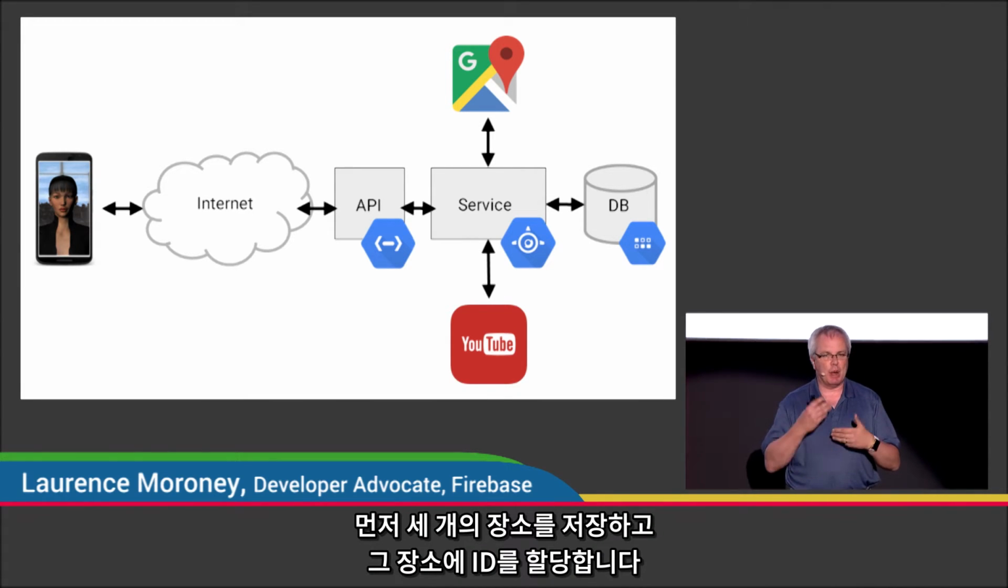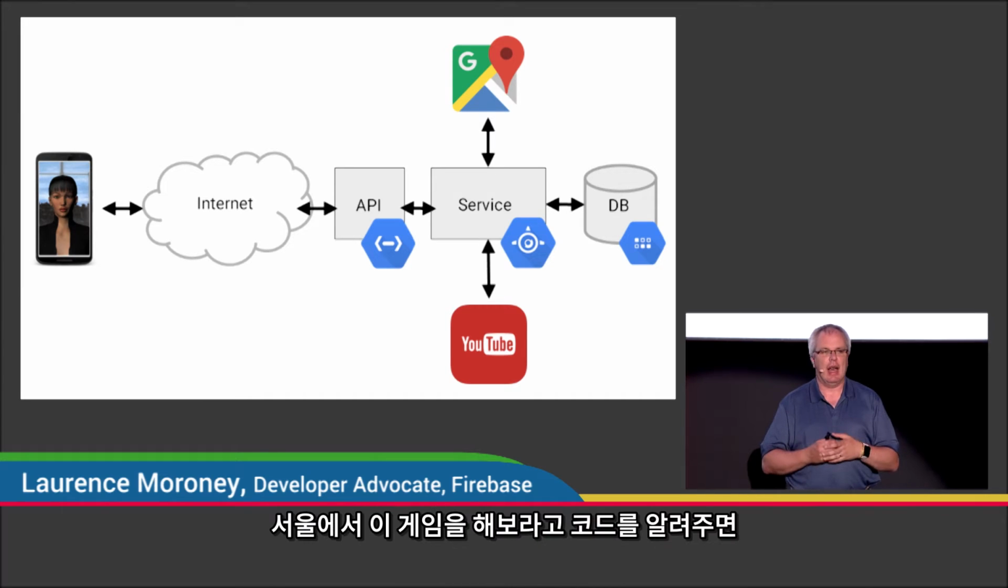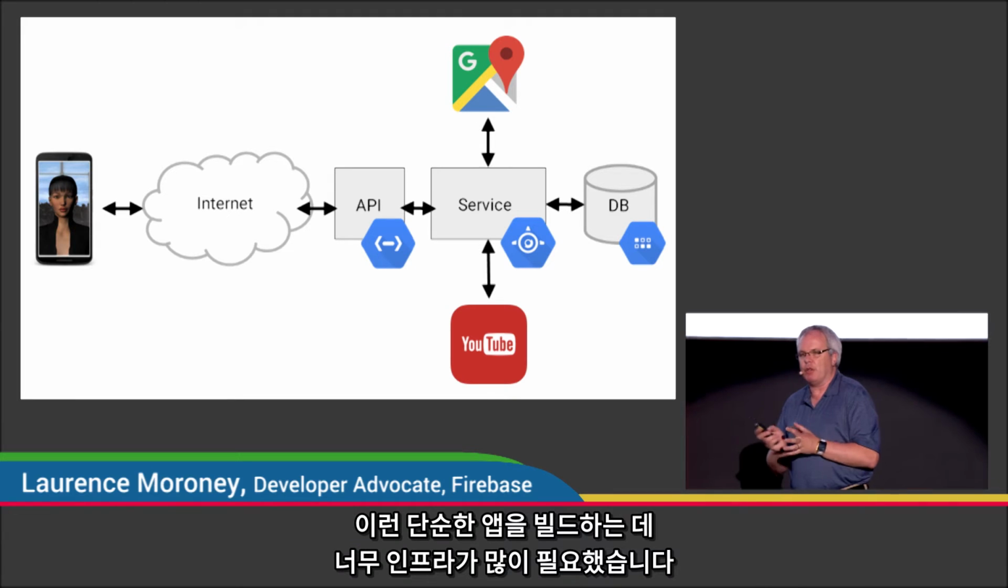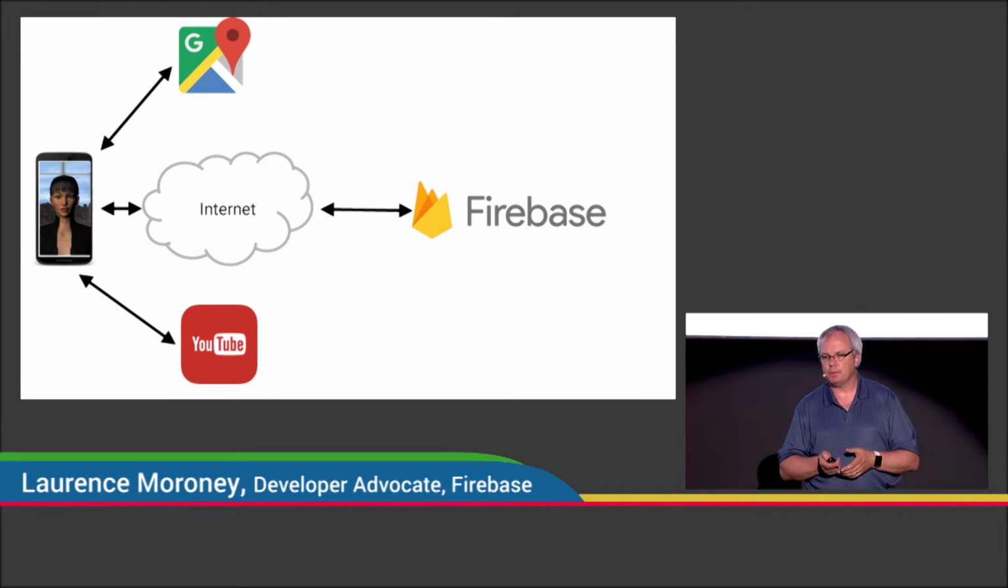I want to be able to put an ID on those 3 locations. And then if I tell you, hey, try playing this game in Seoul, here's the code, then the game would read those 3 locations based on that code. So this is a lot of infrastructure that I would need to build to do that very simple task.